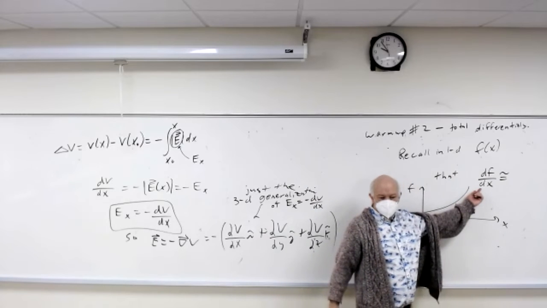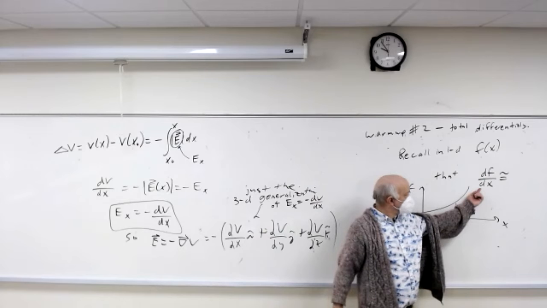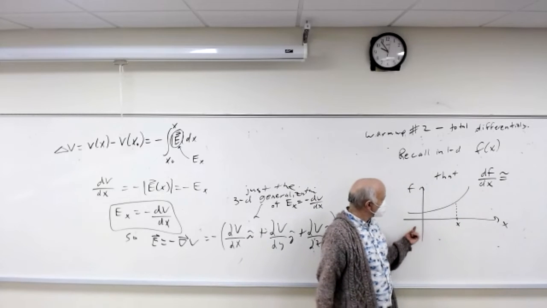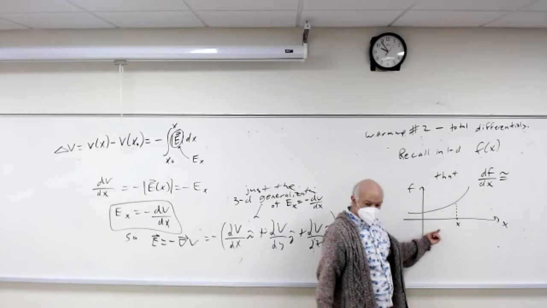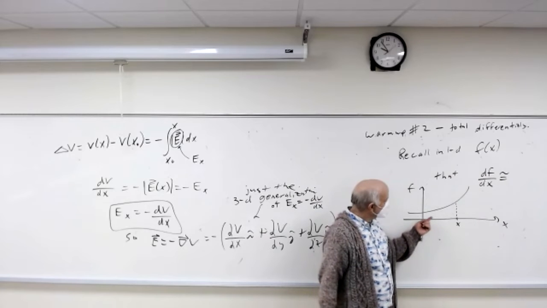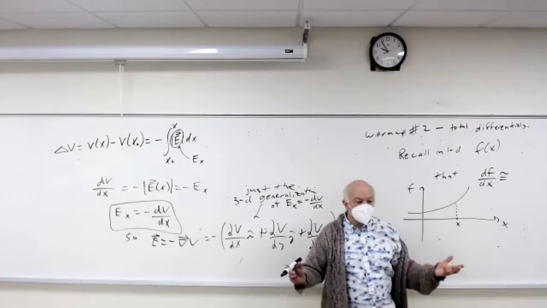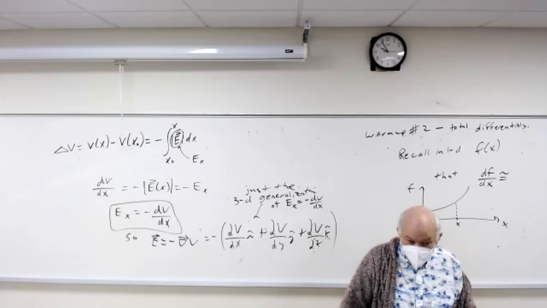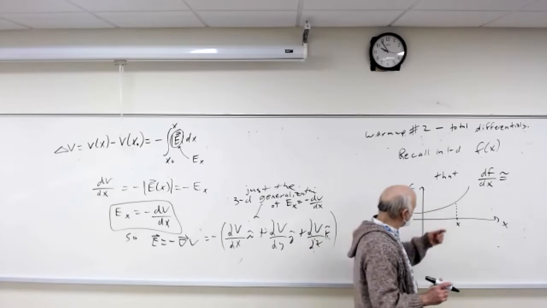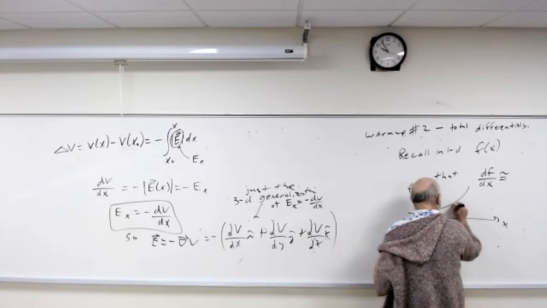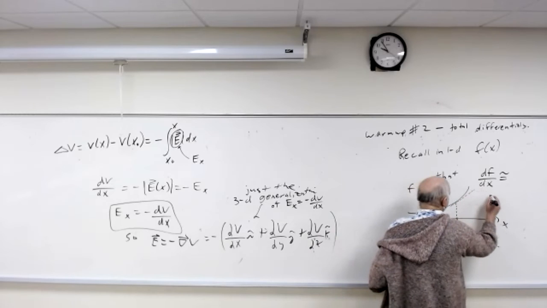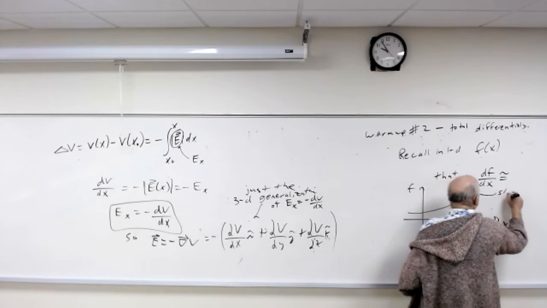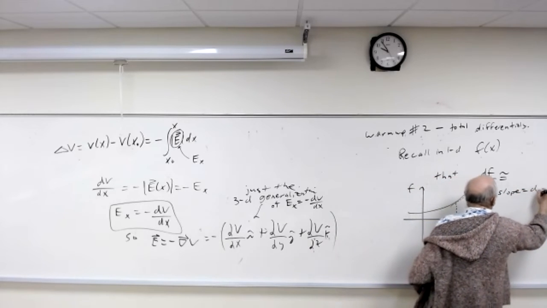This is a function of x. So what is this? The derivative is always what? The tangent of the curve, the slope at this point here. So I can draw my little slope like this. So this right here, this is my slope.